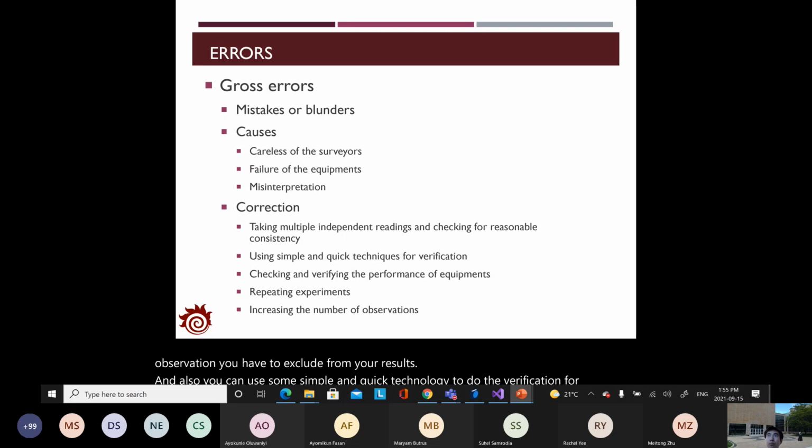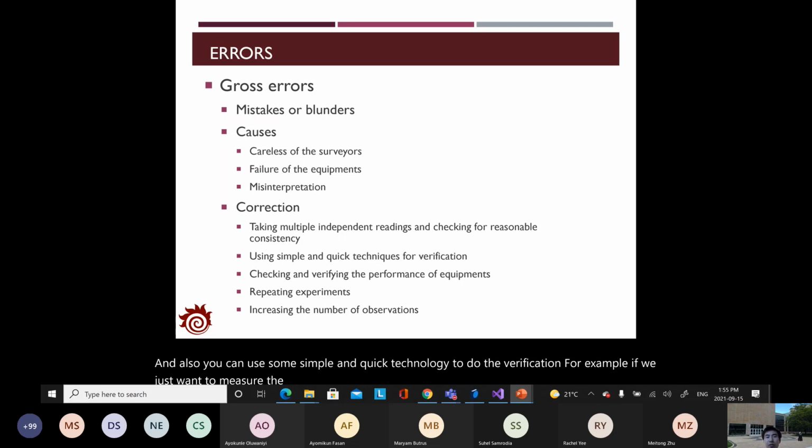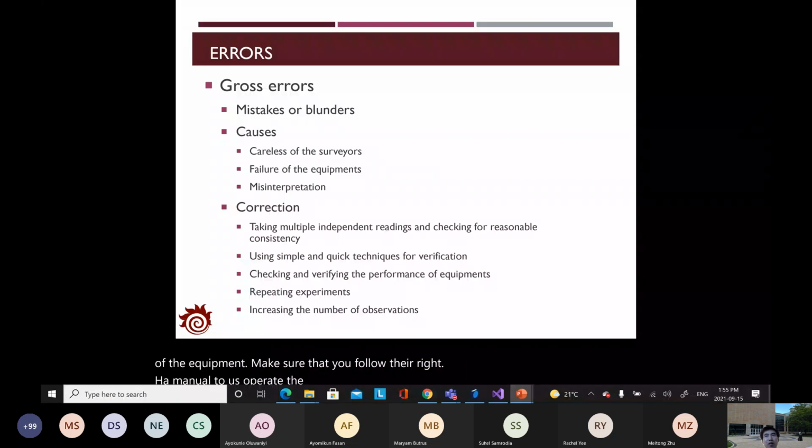Also, you can use some simple and quick techniques to do the verification. For example, if we just want to measure a distance, you can first measure a known distance and see whether you use the instrument correctly and whether the instrument is accurate. In addition, you need to check and verify the performance of the equipment, and make sure that you follow the right manual to operate the instruments. That probably applies to digital instruments.